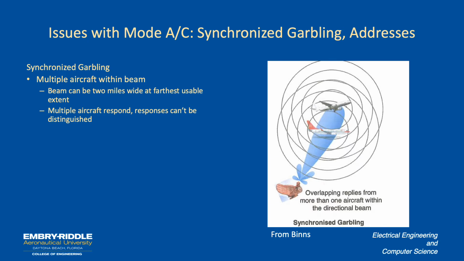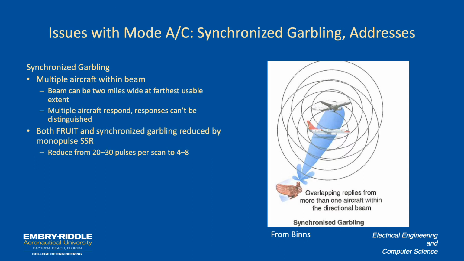The other issue is called synchronized garbling. So in synchronized garbling, now you have multiple aircraft inside the interrogation beam from a single ground station. I mean, at the distance, 60, 100 miles out, the beam width there can be a couple miles wide. So it's easy to get multiple aircraft, especially at different altitudes and at different radial distances from the ground station, within the beam. And so multiple aircraft respond, but the responses can't be distinguished because they're coming back and they're overlapping. And so this is, again, synchronized garbling.